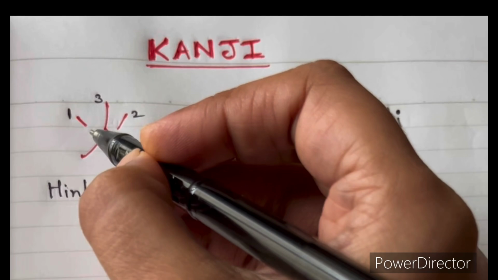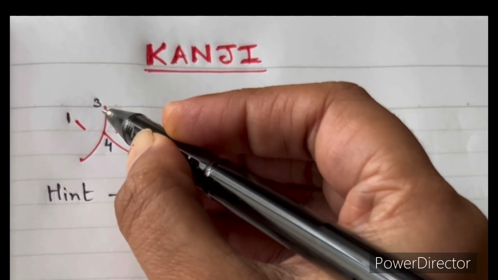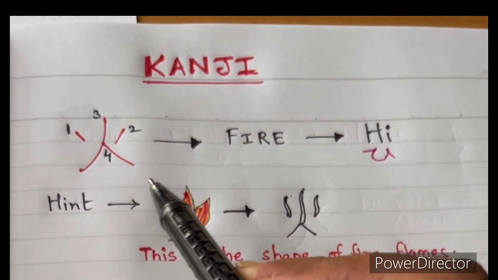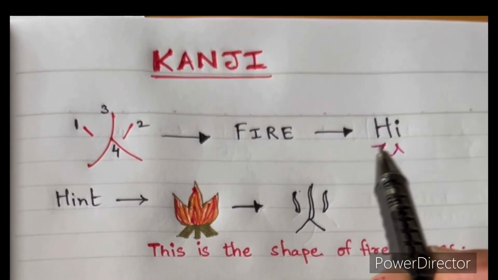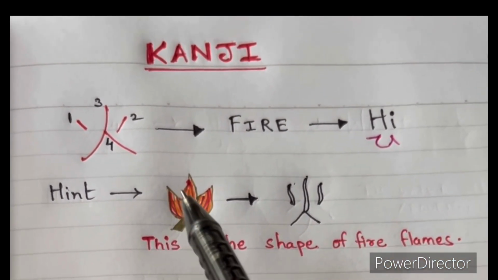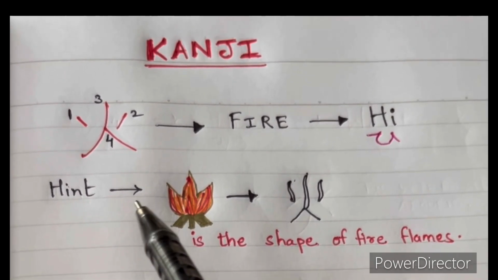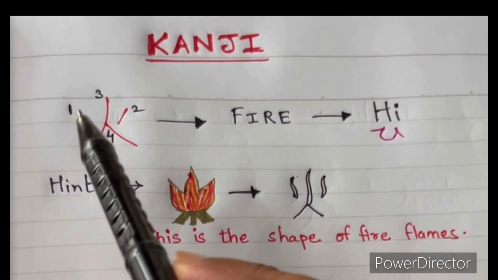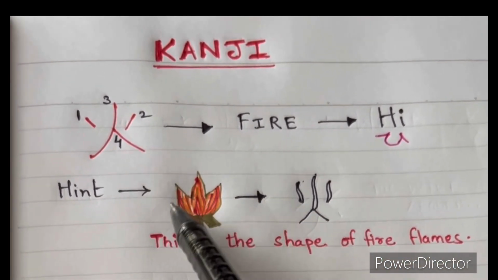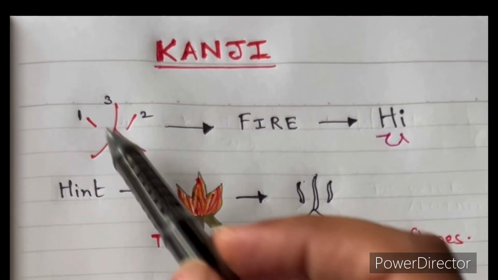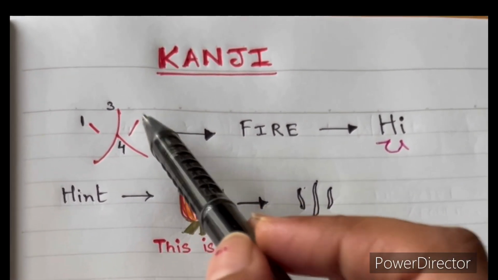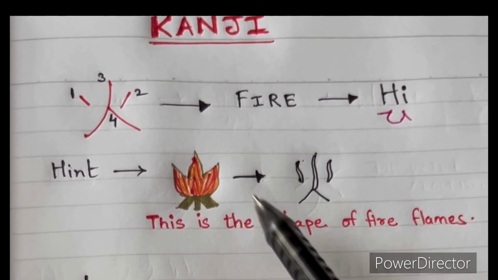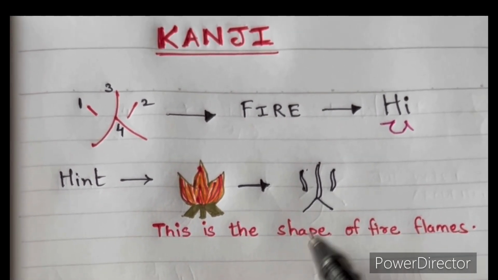This is the first stroke, this is the second stroke, then comes the third stroke, and then the fourth stroke. So 4 strokes make the kanji fire, that is hi. If you want to remember this kanji, it's very simple, and the hint is the shape of the fire flames. The kanji itself resembles fire. Here is the fire and these are the flames, 1 2 3. So you can easily remember this kanji by just remembering the fire flames.